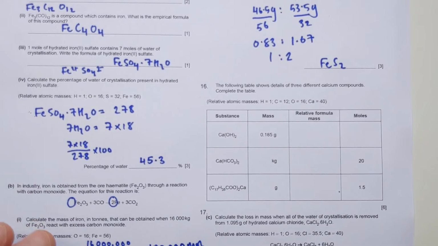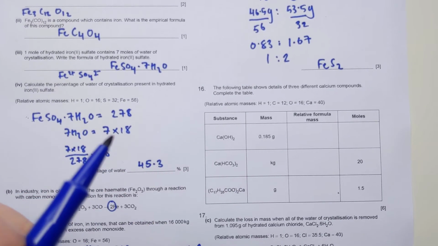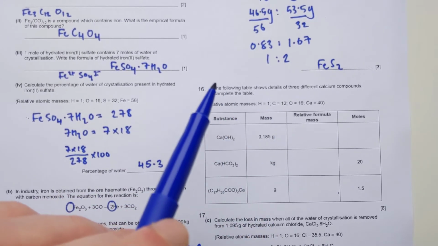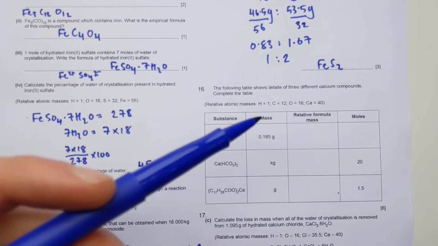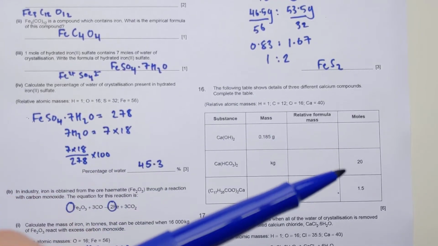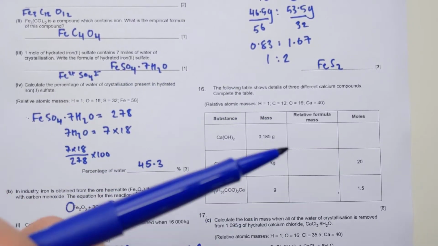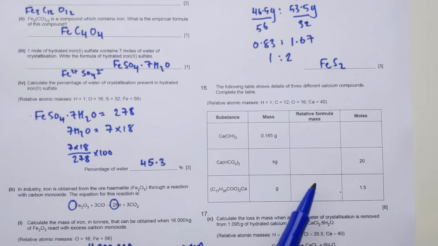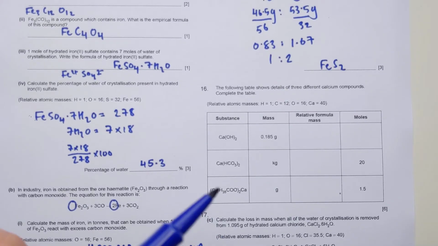So final 2 questions. We've got a strange table question here. Gives you details of 3 calcium compounds, have to fill in some relative formula masses and moles. So it's trying to show that you can work out between masses, moles and RFMs. So first thing I can fill out probably is the RFM column, because it's all empty and I've got all these different formulas. Some of them are quite tricky.